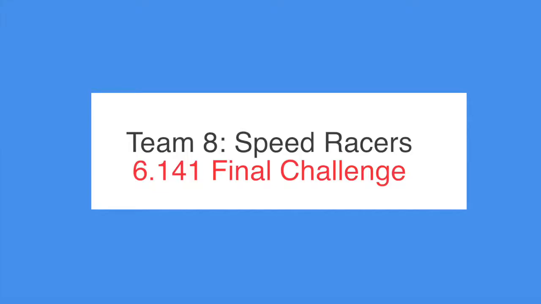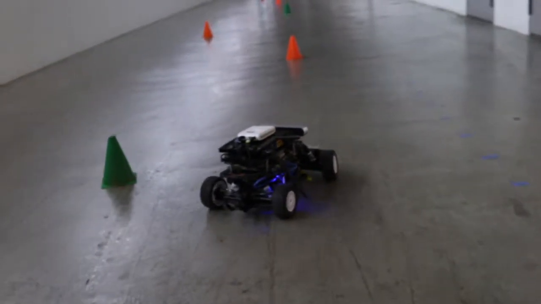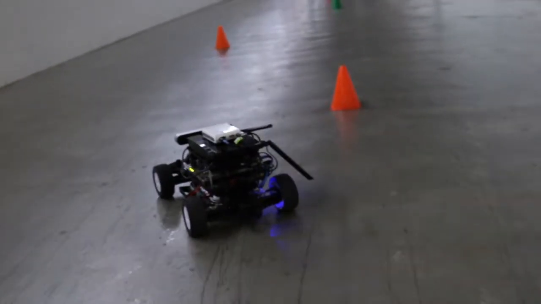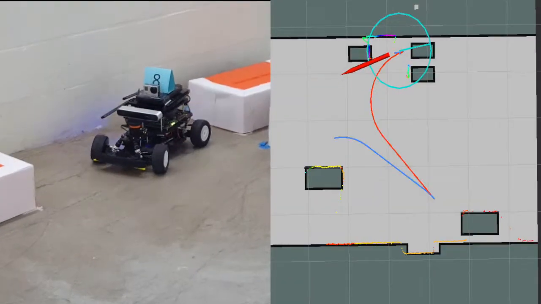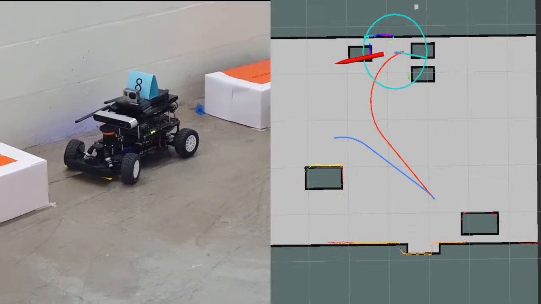Teams in 6.141, Robotics: Science and Systems, implemented control, perception, and planning algorithms on the race car robot in order to complete two main objectives. Our first objective was to circumnavigate the MIT tunnel system underneath the Stata Center while avoiding cones. Our second objective was to parallel park the robot between boxes from a random starting point.